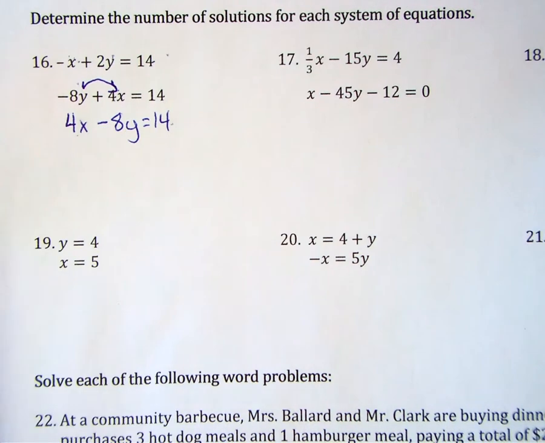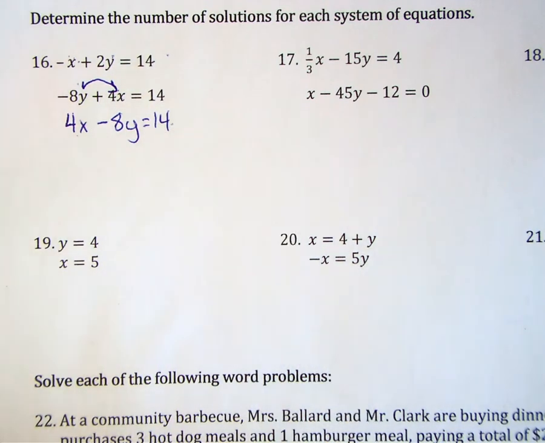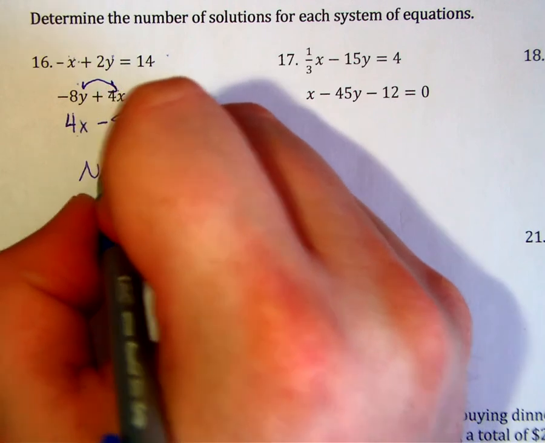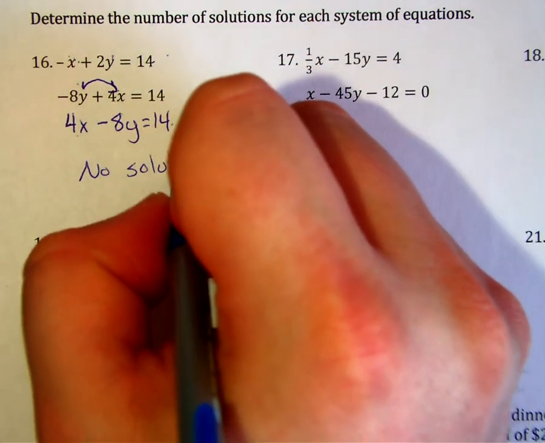So since my x and y both checked with the same multiple, I know I am going to end up with two lines that have the same slope. But since my constant on this side of the equal sign did not end up with the same multiple, I'm going to end up with a different y-intercept. So these will be two parallel lines and no solution.